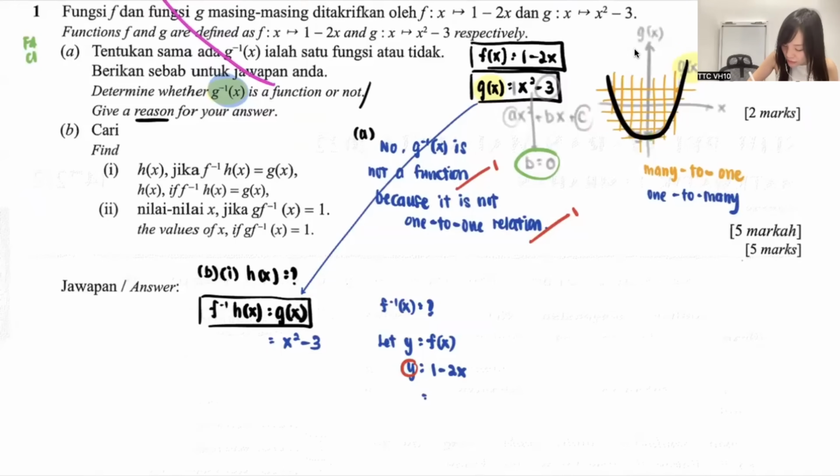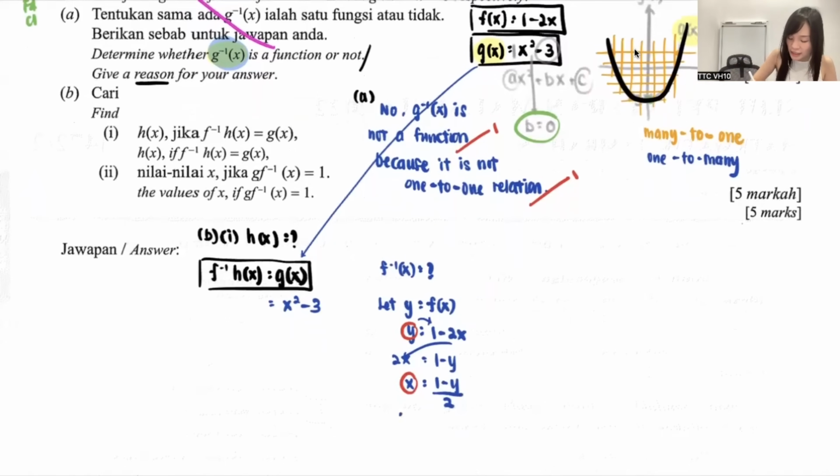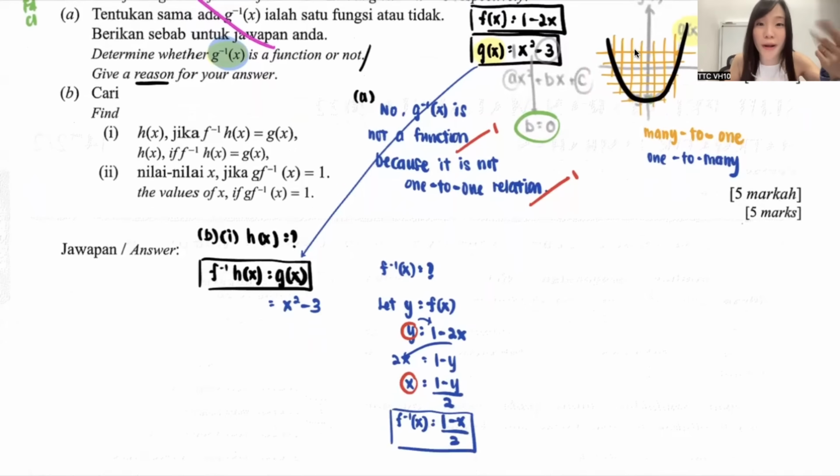So I don't like negative. Negative, I move it over positive. So plus y, move it over minus y. So x, do you guys get 1 minus y over 2? Yes, I got it. That is my single x. Remember, single y represents f(x), then single x represents your f inverse x. Now, my dear, I got my f inverse x. So with my f inverse x, I can continue to do whatever I want to do.